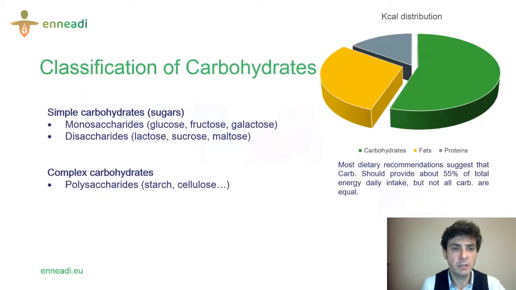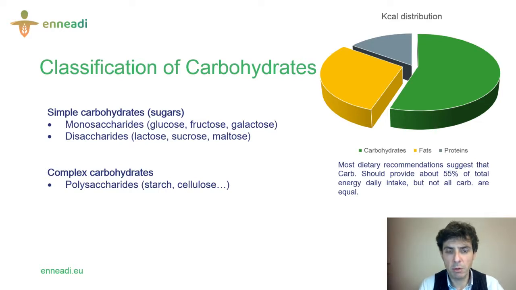They are divided into simple and complex carbohydrates. Overall, carbohydrates represent at least 50–55% of the entire amount of energy we introduce through the foods every day, at least according to the majority of dietary guidelines. Simple carbohydrates are also called sugars, are constituted by glucose, fructose, galactose, and all the disaccharides. While complex carbohydrates are polysaccharides, big molecules like starch and cellulose.